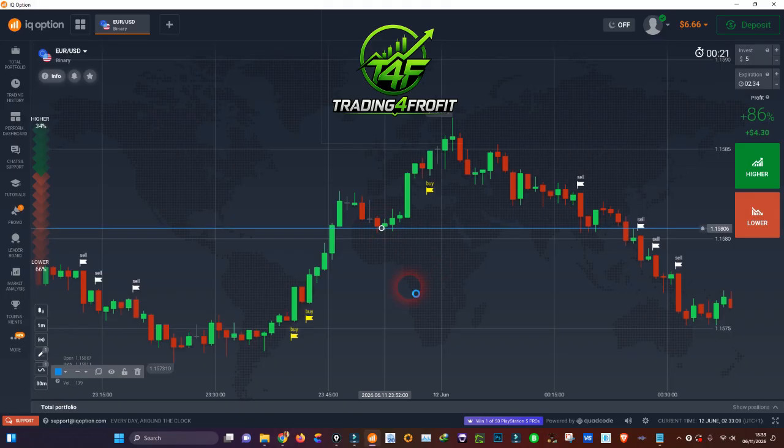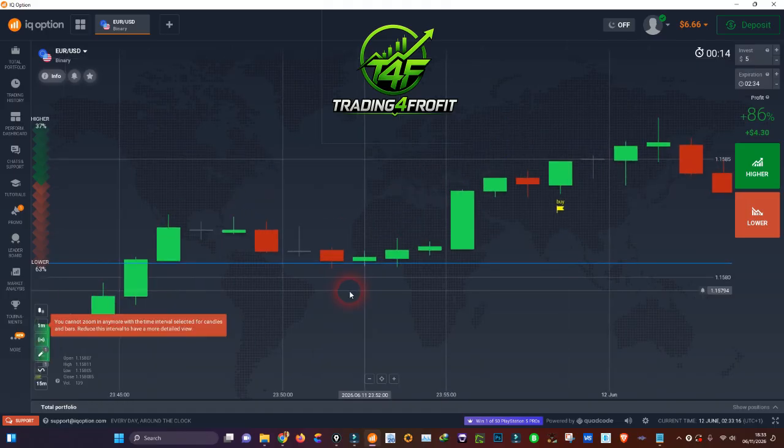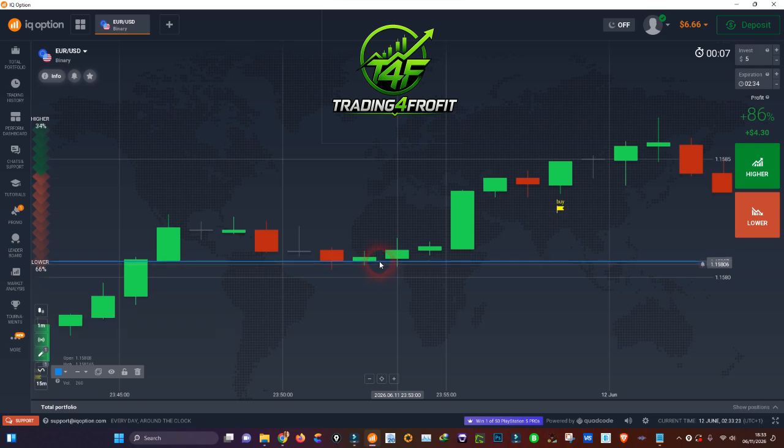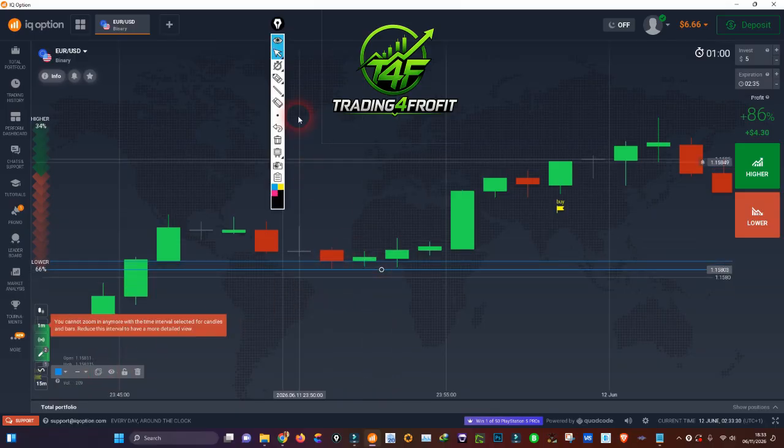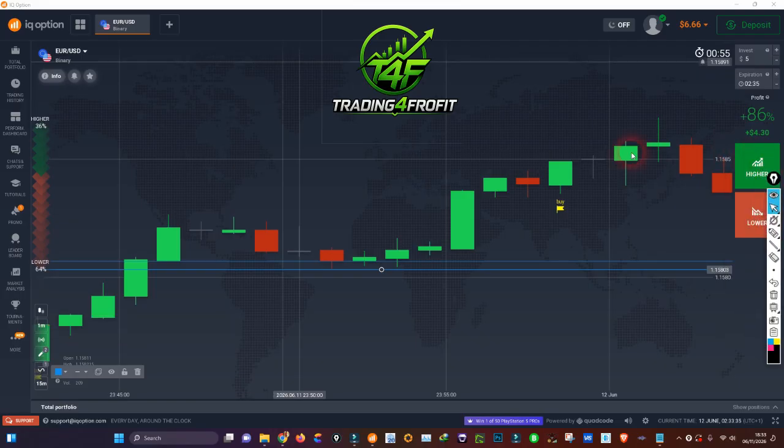Sorry, my system is kind of freezing. This is how we draw a level. You draw from the body to the wick, to the closing of the wick. Here, this is the body of the candle. This is the closest body of the candle, and this is the last wick. So this whole area, this is an area.